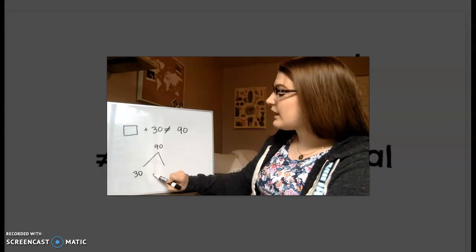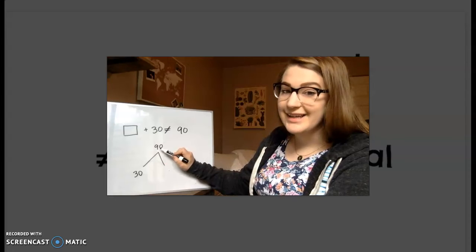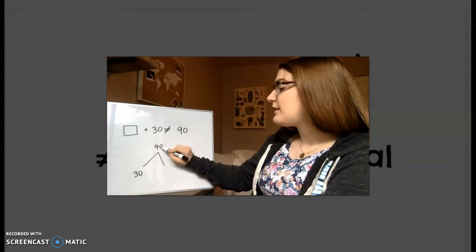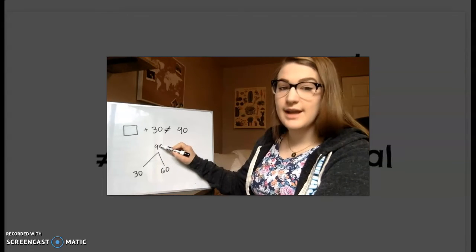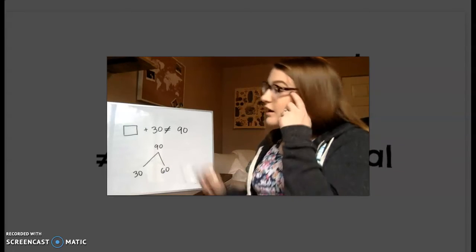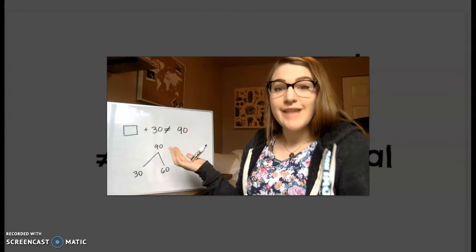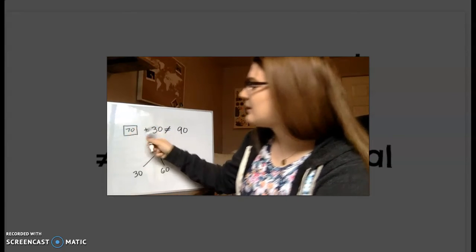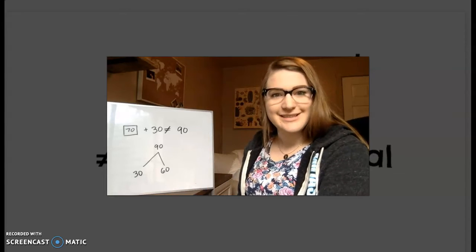So if I know that 30 plus this equals 90, with our math mountain, I also know that 90 minus 30 equals the other addend. So if I do 90 minus 30, that will give me 60. Because if you know that 9 minus 3 equals 6, you know that 90 minus 30 equals 60. So now I know that I can put any number in that box besides 60, and that sentence will be correct. So if I put 70 plus 30 does not equal 90, that is a true sentence.